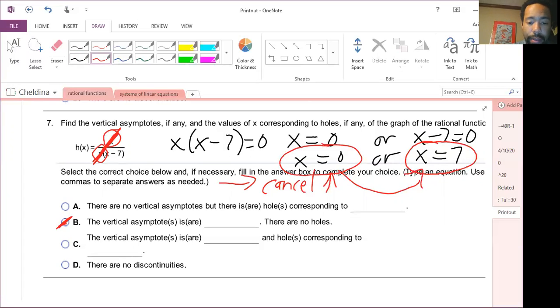So the answer for this one is, I'm sorry, it's not B, it's C. There is a vertical asymptote at x equals 7, and there's a hole at x equals 0, and that is because the x term can cancel.